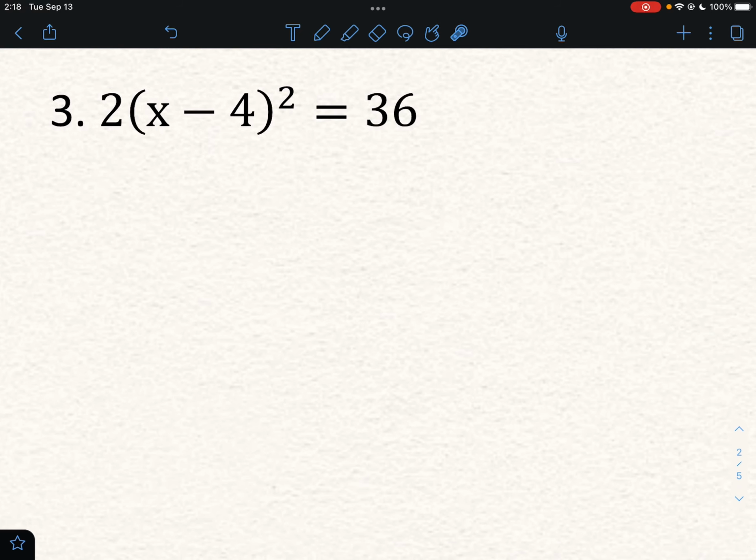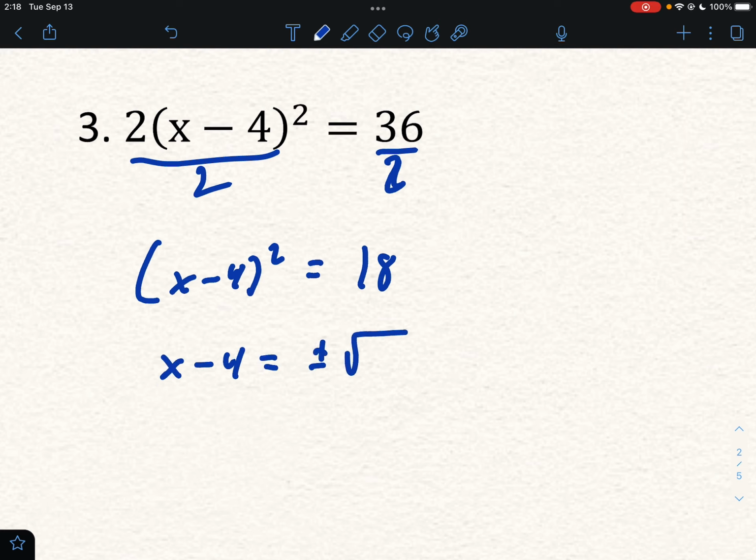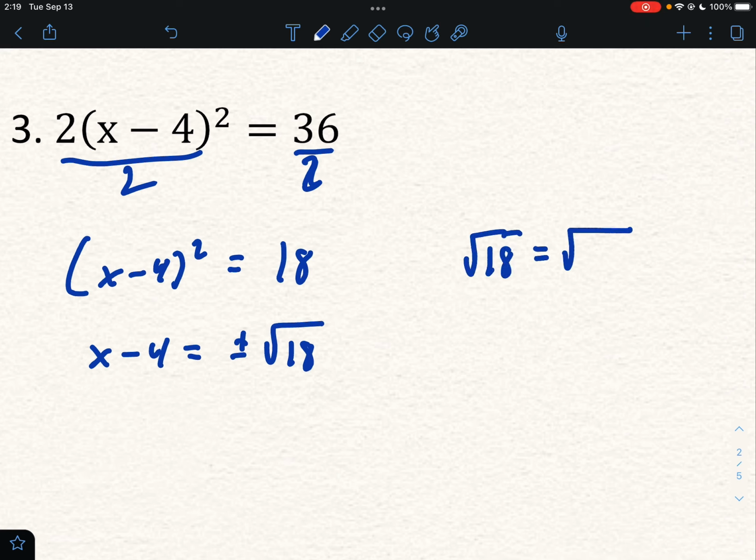Number 3, we see the root is not by itself yet because of this 2 here. So we're going to divide both sides by 2. And we get x minus 4 squared equals 18. And now when we take the square root of both sides, we get x minus 4 equals plus or minus root 18. Now root 18 can be simplified, right? We can simplify root 18 off the side over here as root 9 times 2, which is root 9 times root 2, or 3 root 2.